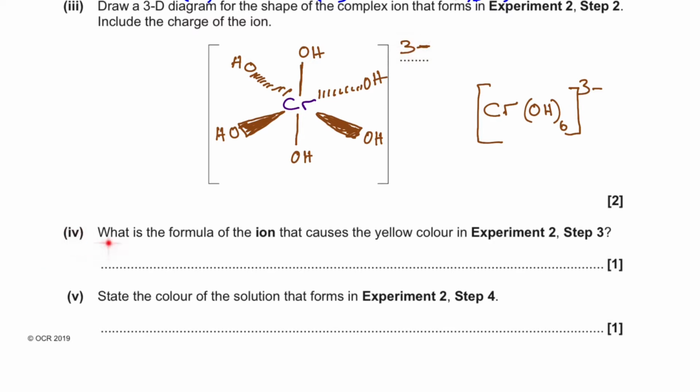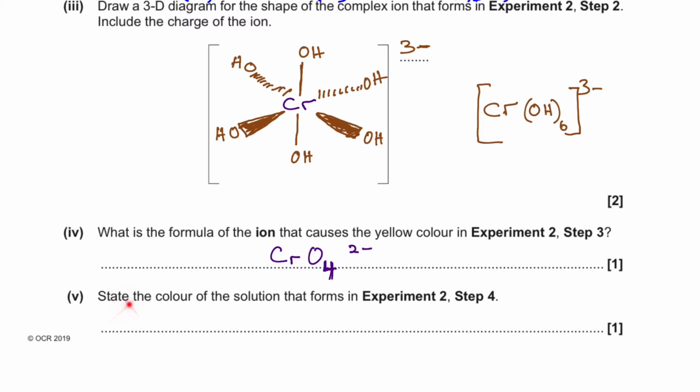4. What is the formula for the ion that causes the yellow color in experiment 2, step 3? So the formula is chromate, chromium 6 plus, and then CrO4 2 minus. So the formula is CrO4 2 minus.